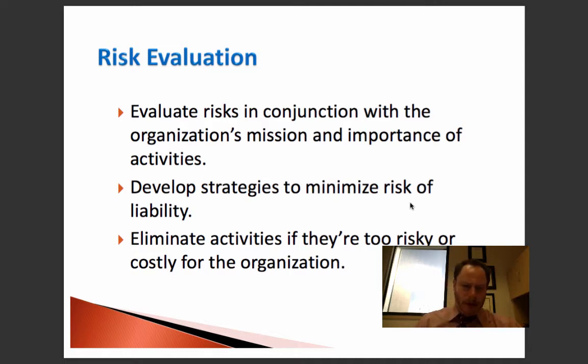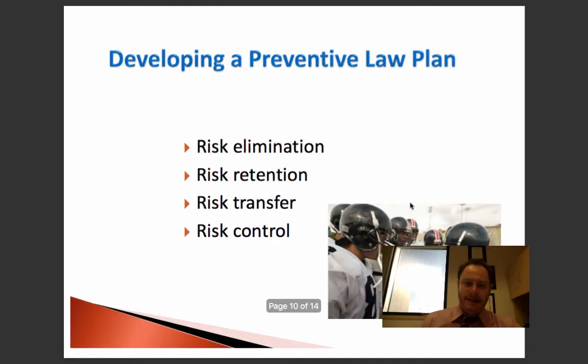You could also eliminate activities that are too risky. So here, under developing the plan, there are different types of ways to treat a risk. You could eliminate it, meaning that you just get rid of that risk. Let's say that this is an extreme, but we're worried about people rushing the field, so we cancel football. We don't have a football team.